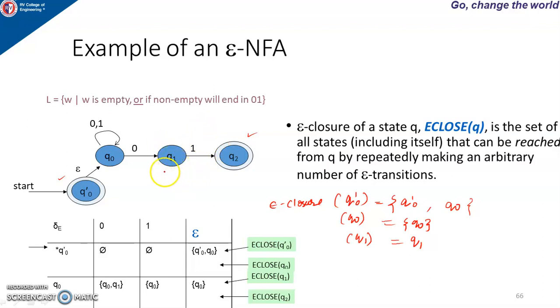So for Q naught, Q naught will be there, the null closure of Q1 will be Q1, and for Q2 the null closure will be Q2 only, because no other state can be reached from Q2 using a null move. So this is how we find the null closure of any state. Hope the concept is clear to you. Thank you for watching.